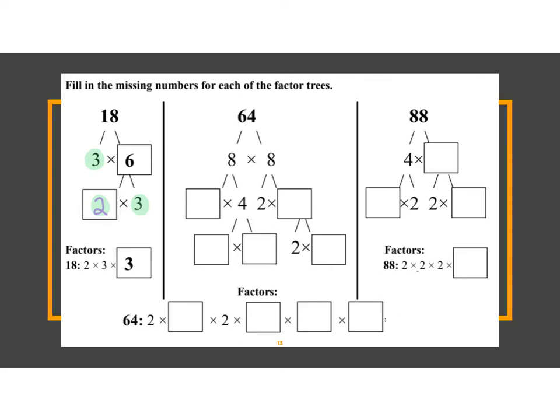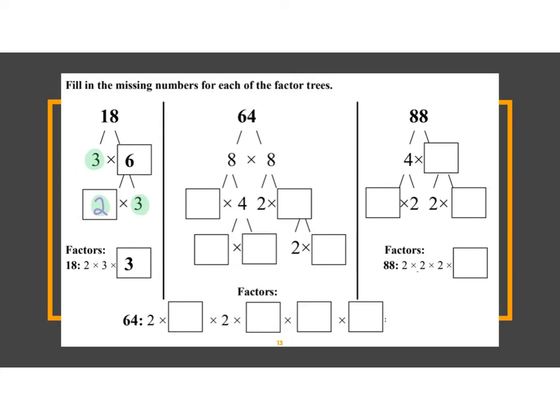Down below, the factors were already written out for us in order from least to greatest. We have 2, then we multiply it by 2 3s. 2 times 3 times 3. If we multiply these numbers together, they should equal 18. 2 times 3 is 6, times the last 3 is 18. Now let's look at 64.